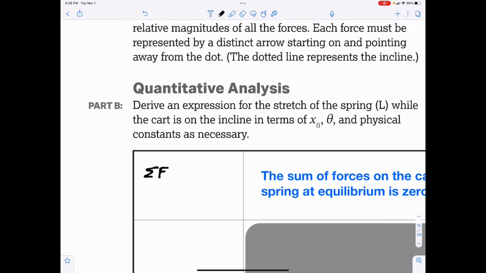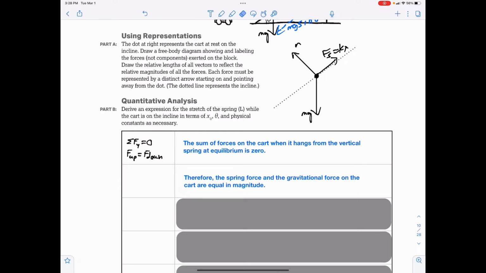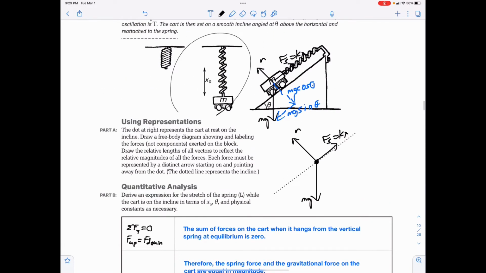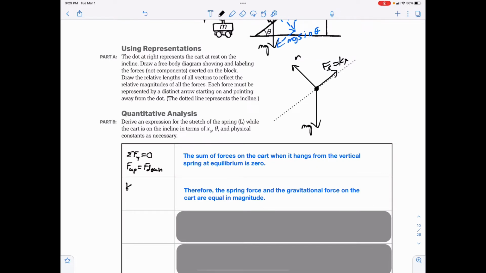Your net forces in the y direction are equal to 0. What that basically means, by the way, is forces up the incline equal forces down the incline. That's basically what that means. Therefore, the spring force and the gravitational force are equal in magnitude. So basically, we're talking about the vertical one. This force going up would be kx, and that equals the force going down, which is mg.